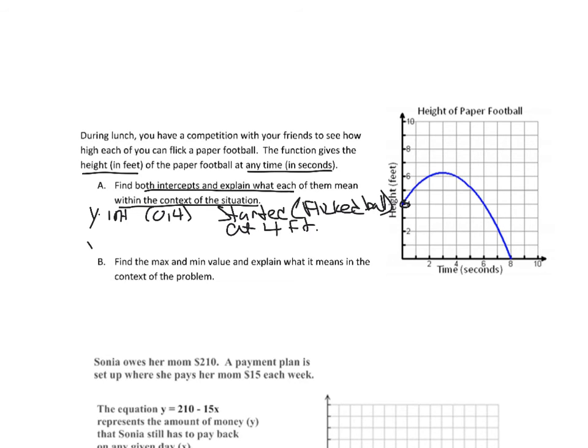And then your x-intercept was (8, 0). So that means in 8 seconds, it was at 0 feet. So it was on the ground. So he flicked the ball from 4 feet, it went up and landed on the ground in 8 seconds. Okay. Find the maximum and minimum and explain what it means.